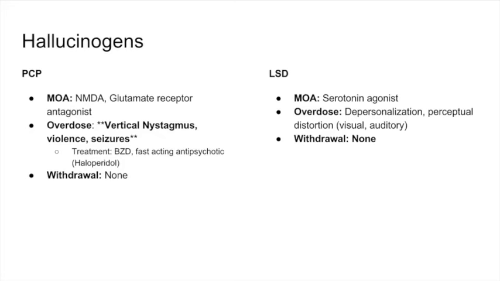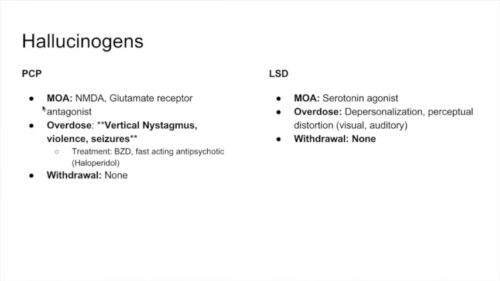And the general idea of hallucinogens is that they cause release of central nervous system neurotransmitters that cause these hallucinations. So PCP is the first drug that we're going to talk about. How it works is that it's an NMDA and glutamate receptor antagonist.